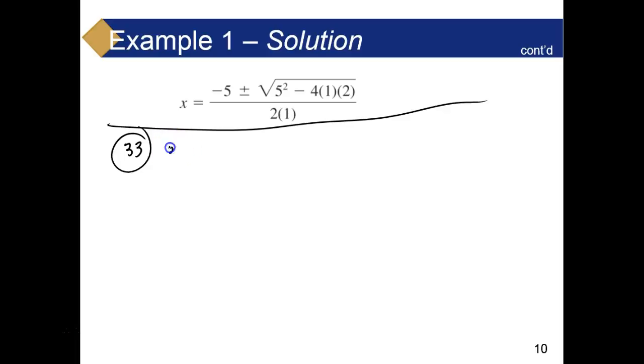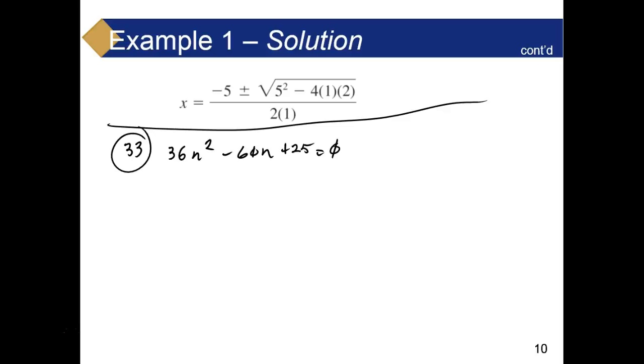36n squared minus 60n plus 25 is equal to 0. Now, before I would begin at all, always look for what? Common factors. Are there any here?